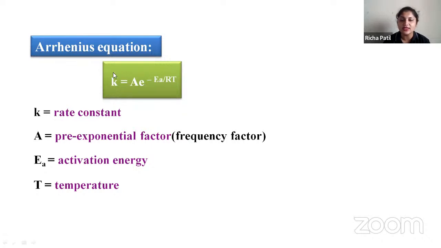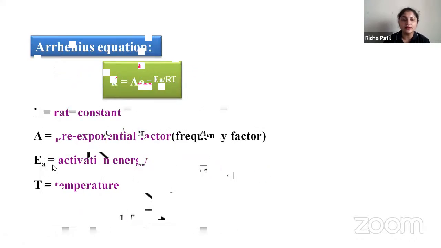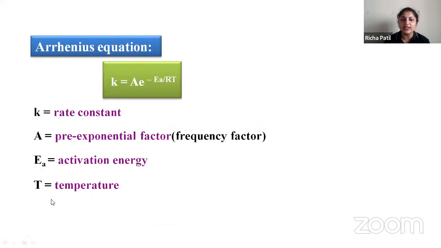The Arrhenius equation is given by k = A e^(-Ea/RT), where k is the rate constant, A is the pre-exponential factor, that is the frequency factor, Ea is the activation energy, and T is the temperature. So this is the Arrhenius equation.